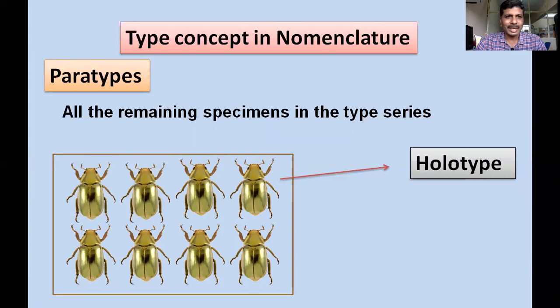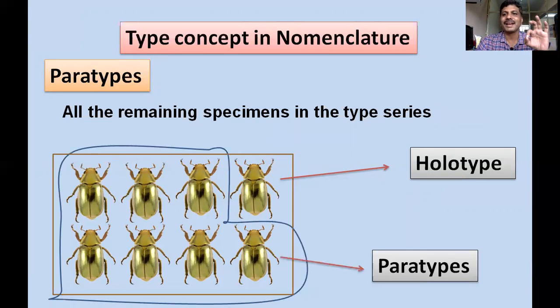One specimen he has taken out. The remaining specimens which he collected out of those 8 will now become paratypes. Paratypes are nothing but all the remaining specimens in the type series. So the remaining 7 will become paratypes.